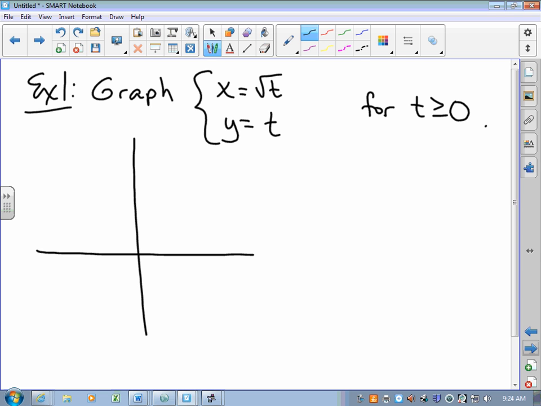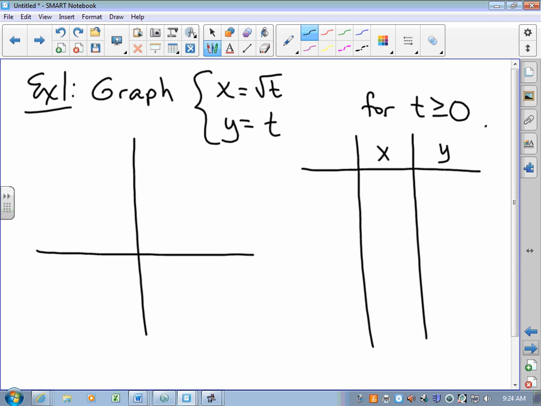Now, when you were in 9th grade, you would set up a T-chart like this, and you would have x and y, and you'd make some x values up and some y values up. Well, here, to give us an idea, we'll have a t-x-y chart. And so we'll pick certain values of t, maybe 0, 1, 2, 3, just to get a sense. And x and y are determined by that.